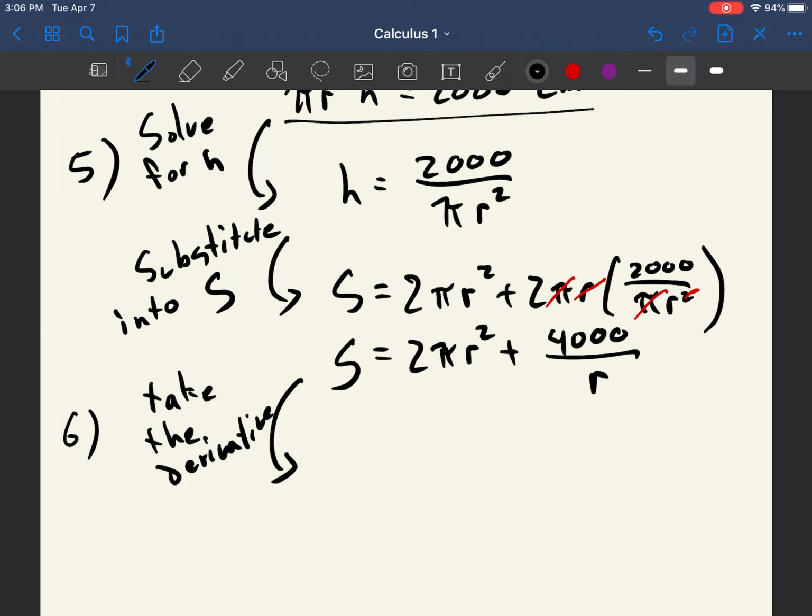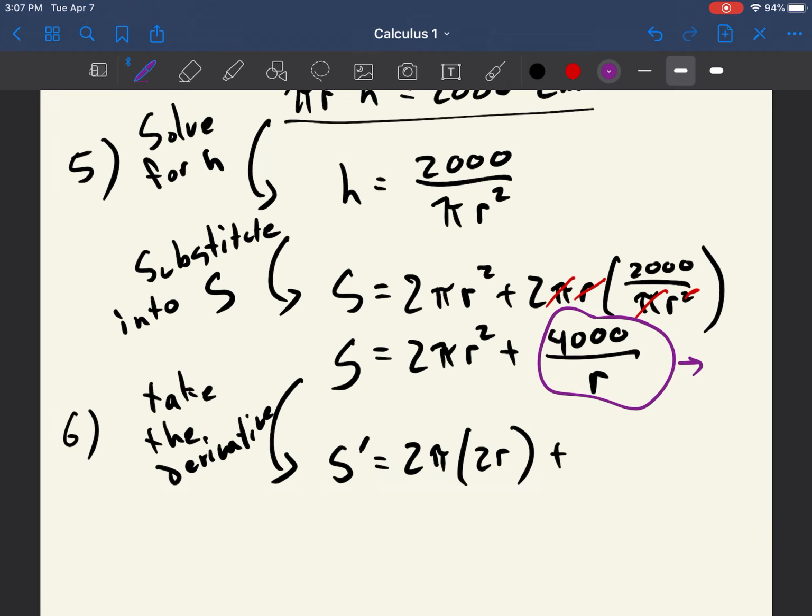Okay, so I'm going to get s prime. Remember, r is the only variable here, so the 2 pi is just a constant. So I'm going to write 2 pi. The derivative of r squared is 2r, plus, so now if we think of this as the same as 4,000 r to the minus 1, right? If we think about dividing by r as just a power, these are the same, okay?